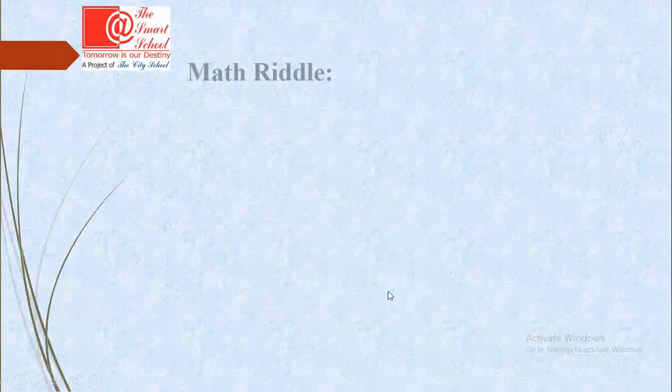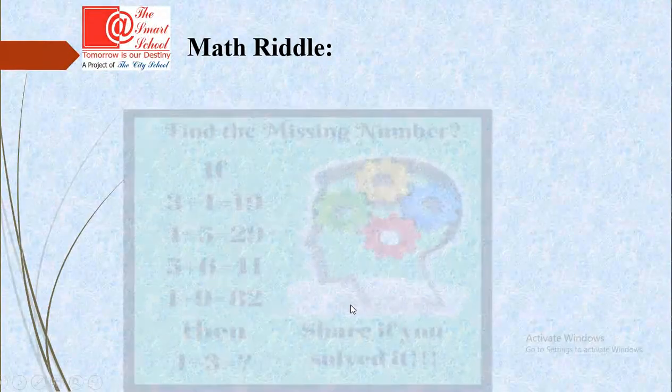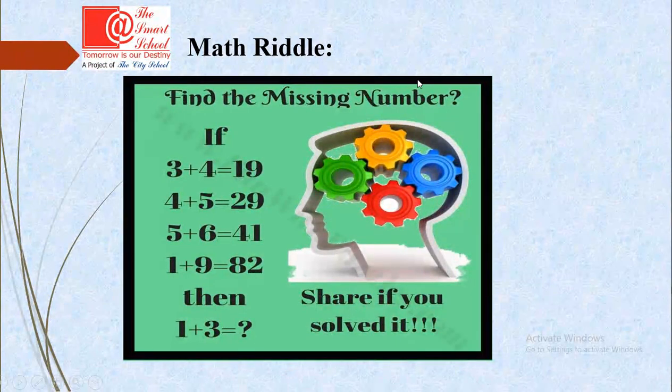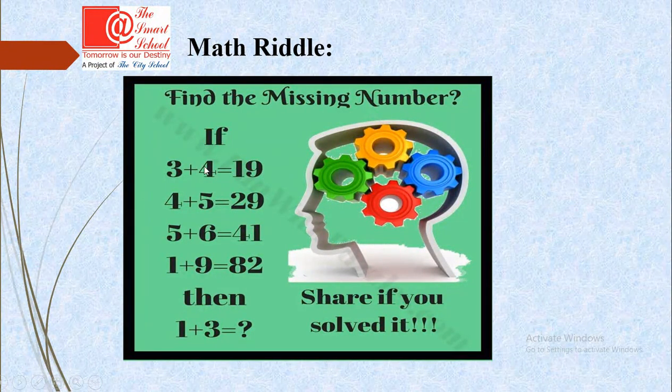Now, a very interesting riddle. Find the missing number. If 3 plus 4 is equal to 19, obviously there is some function or some number missing, because 3 plus 4 is equal to 7, but it is written 19. So what is missing? You have to find that number sequence. 4 plus 5 is equal to 29. 5 plus 6 is equal to 41. 1 plus 9 is 82. How is this possible?